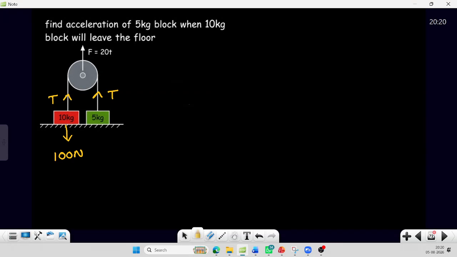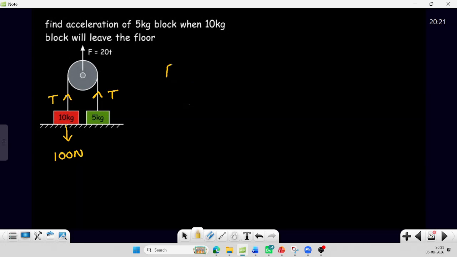Now tell me, for the 10 kg block to move up, how much must T be? What is the minimum value of T? To move up, the minimum value of T must be equal to 100. I'm asking about the tension. How much is the minimum value of tension?